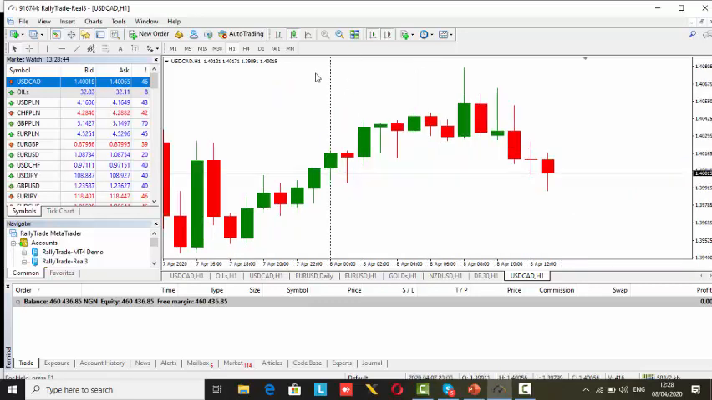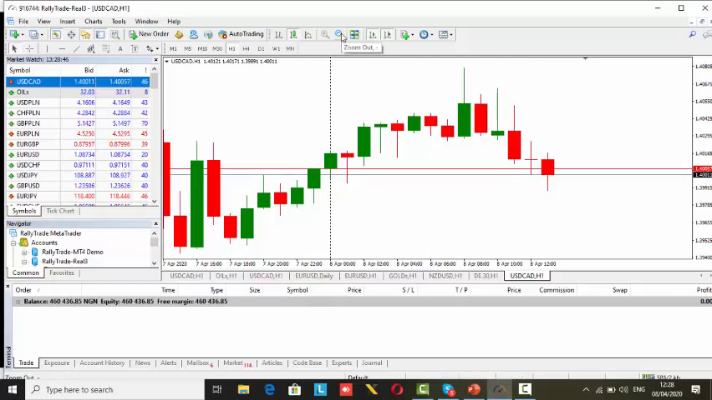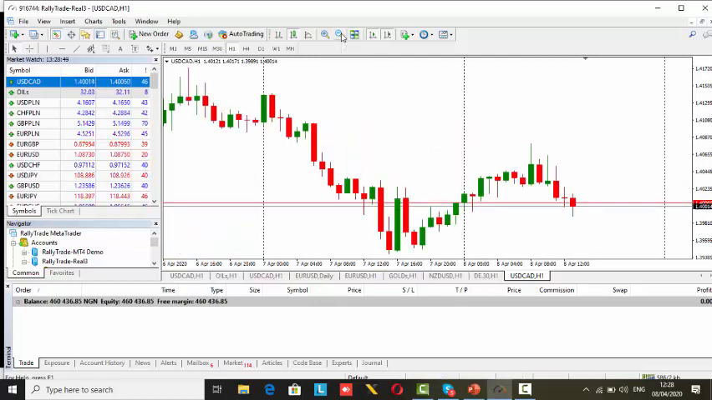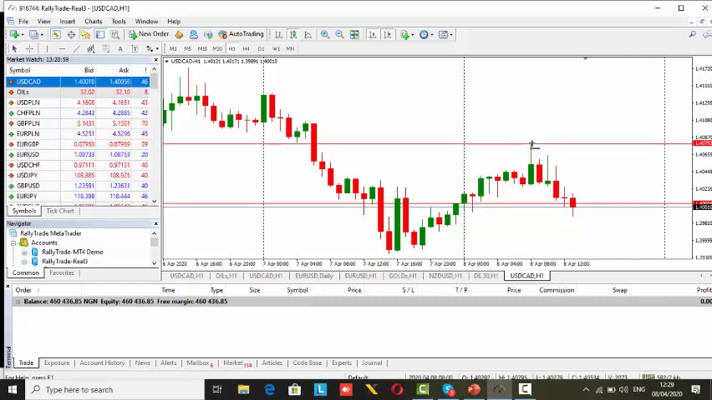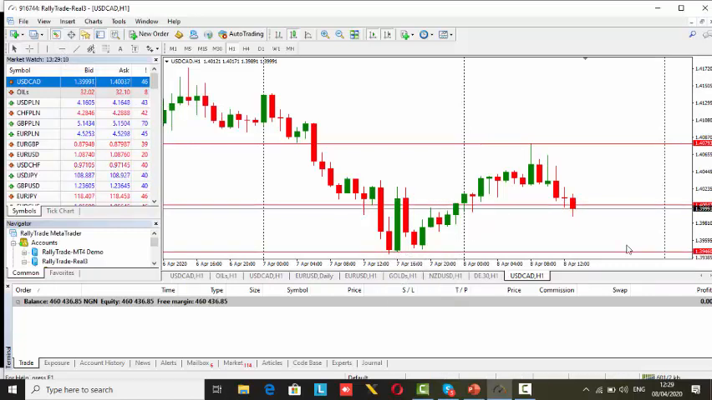So let's zoom out a bit. Okay, so looking at this chart, you'll be able to pick out some very key points on this instrument. The first one, you can see that the instrument respected this point, that's the recent high, and then the most recent low on this instrument is around this region.